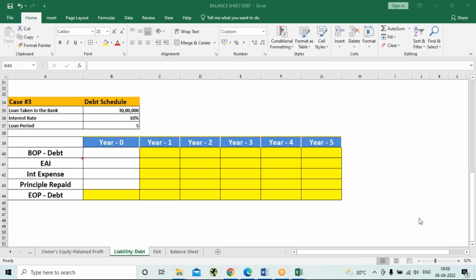Sir, first year it's just 30 lakhs. So is it year 1 or year 0? Year 0. In year 0, under which heading do I have to give this value? EOP debt, sir. That is end of period debt. Good. So I'll give it as 30 lakh. And then year 1 is the closing balance of year 0. So the beginning period of year 1 will be equals to the value of year 0's ending balance, right?